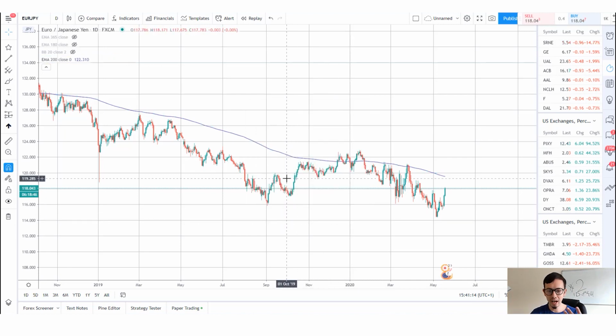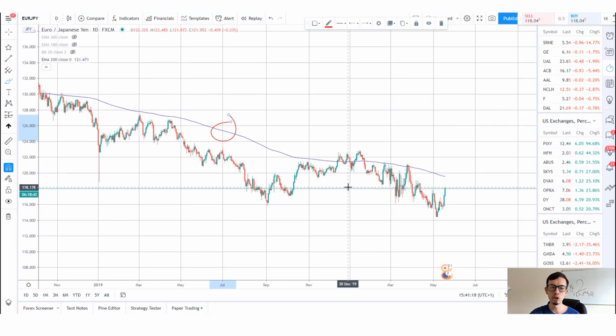So what we have now is this line on our charts right here. For newbie traders who will think, what the hell are they talking about? Guys, this is a very, very powerful line.